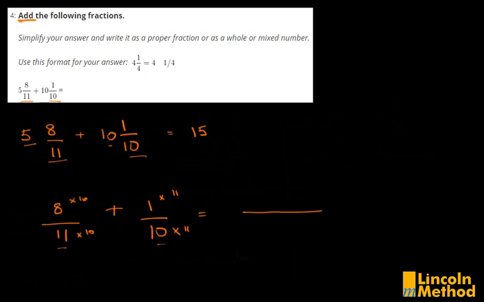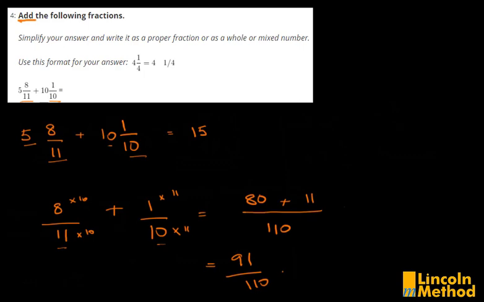Now doing that is going to change this denominator into 110, and similarly here, which means we now have a common denominator. And if I multiply 8 by 10, what I'm left with is 80, added to 1 multiplied by 11, which is 11. And the answer to that is 80 plus 11, which is 91 over 110.